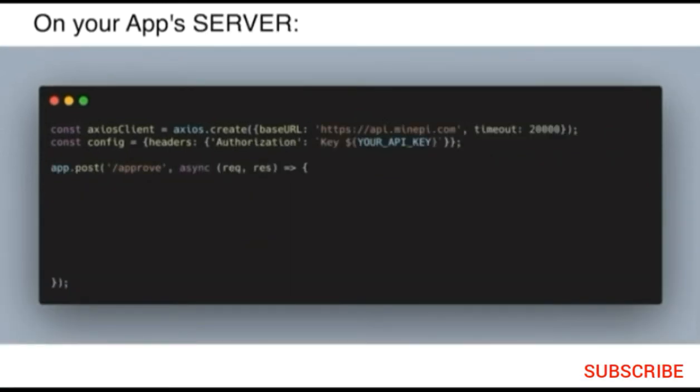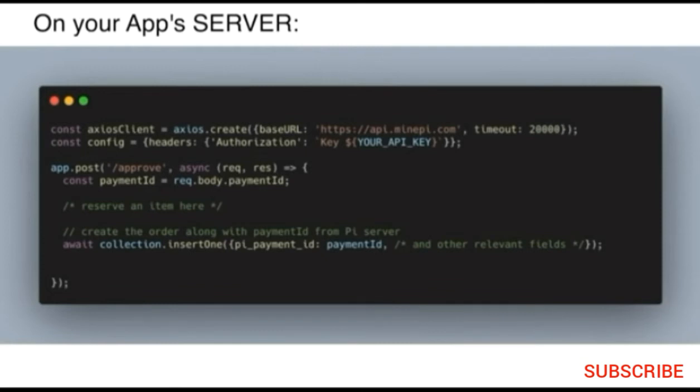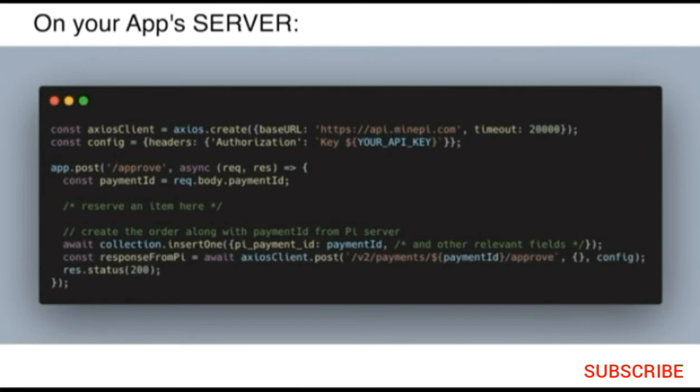Now let's complete the backend. In this demo, I'm running the Node server, but you can choose any backend you prefer. Also keep in mind that the actual implementation is up to you. I'm just demonstrating a rough example to help you understand the process. First, let's see the approve route. When the payment is created, you need to reserve an item for the user and map the payment ID to the current order. Then make sure to hit approve endpoint to approve the payment.